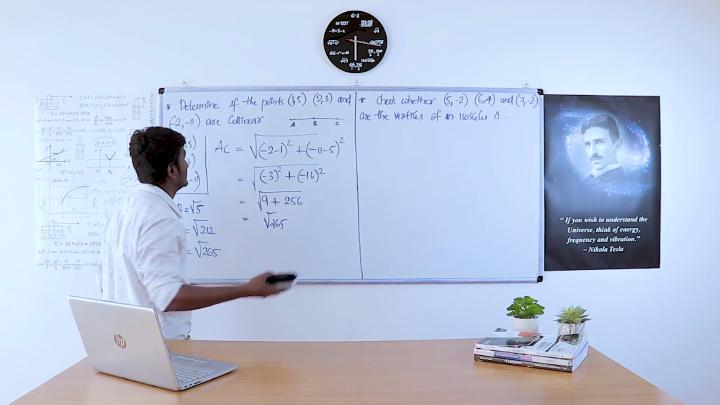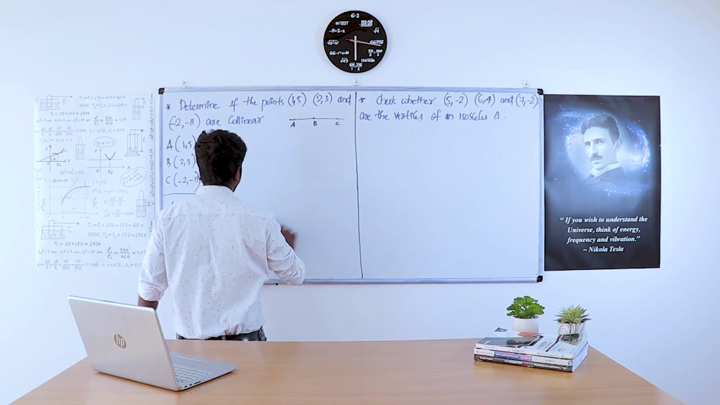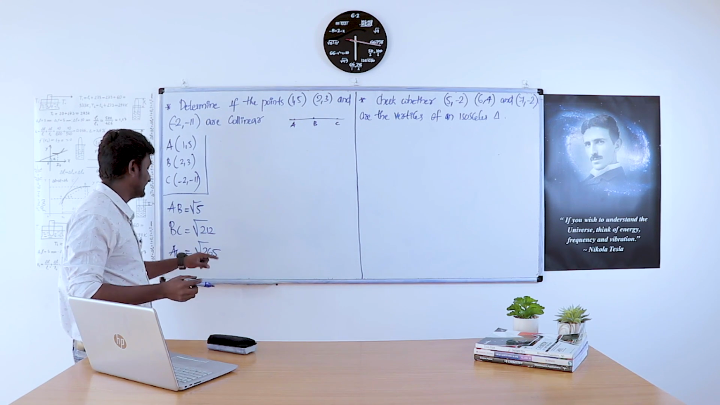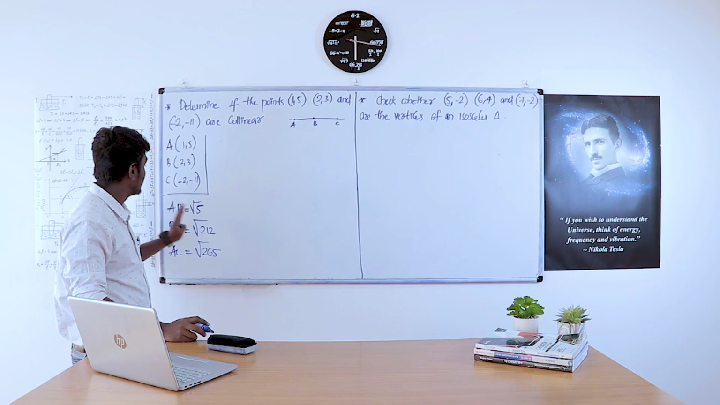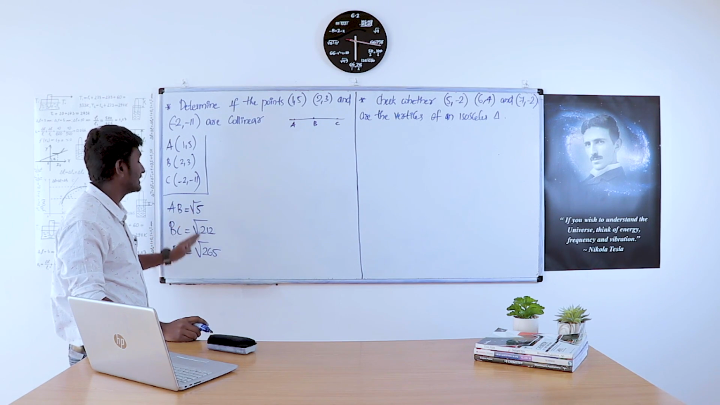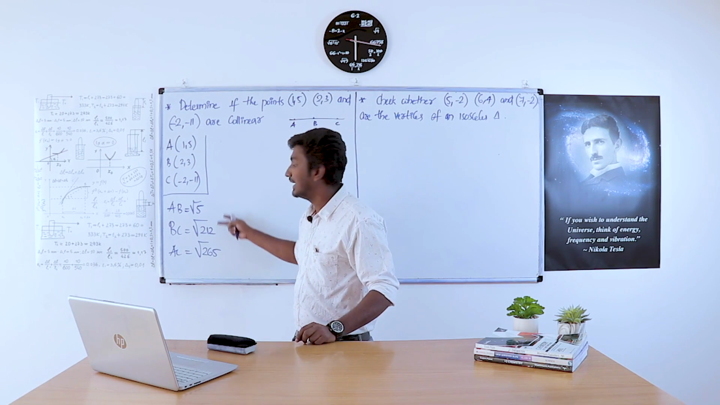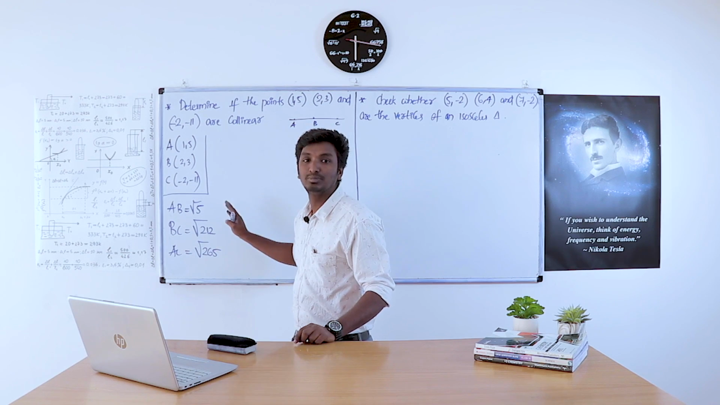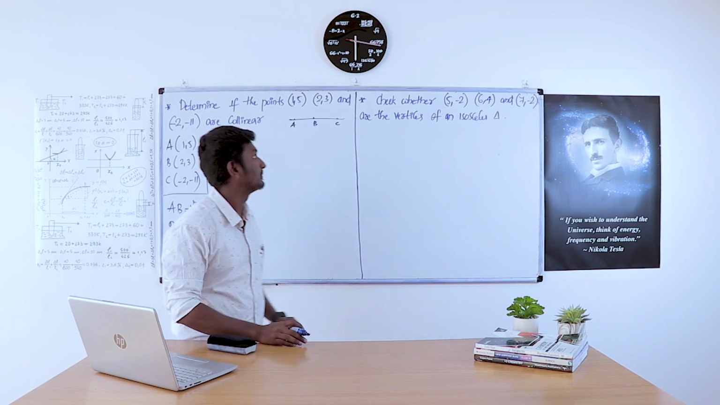Now look at these three distances. AB is equal to root 5, BC is equal to root 212, AC is equal to root 265. So when two distances are added together, they never give the third distance. Here it is clear that when we take any two distances, adding them together will not give the third distance. That means these points are not collinear.